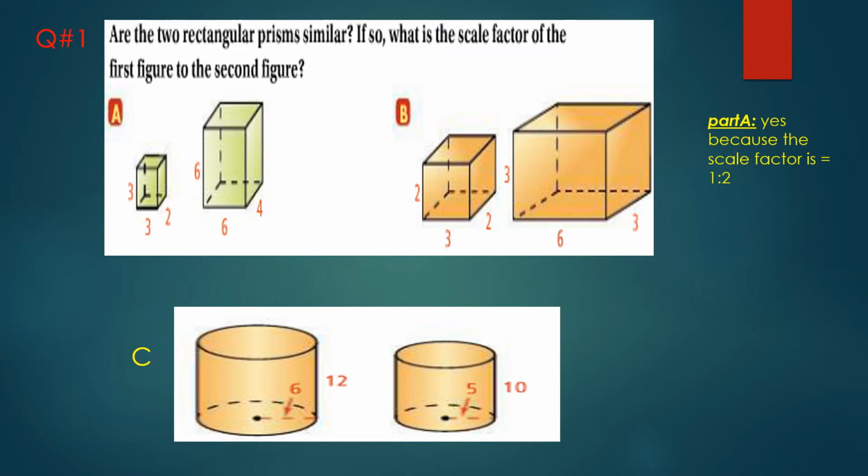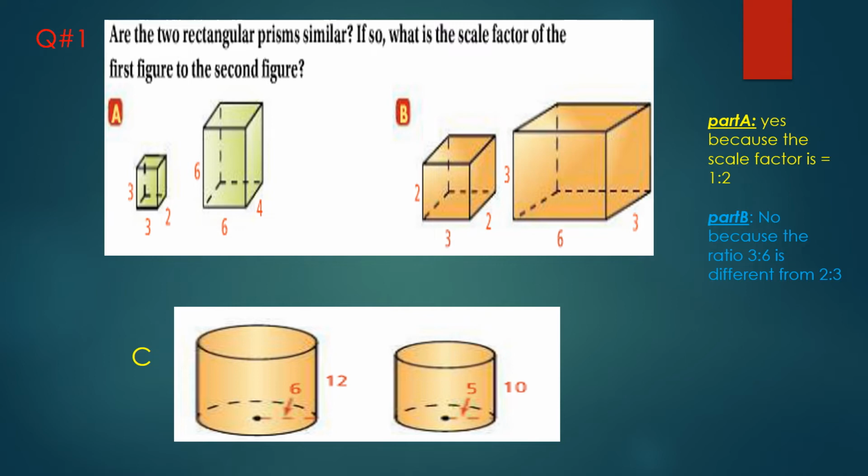Let's go to part B. Again, put your concentration on the figures and their dimensions. The two figures are not similar, because the ratio of 3 to 6 is different from 2 to 3.